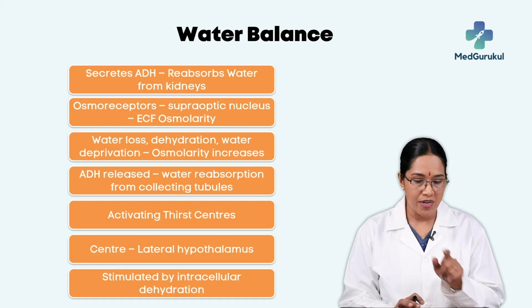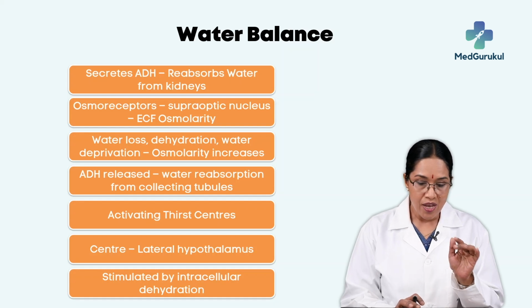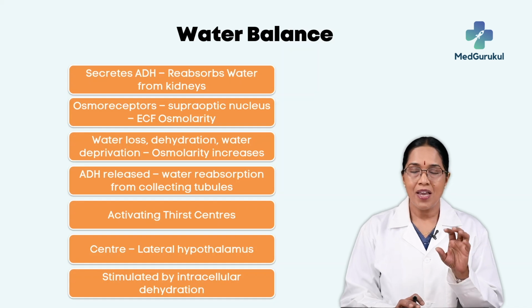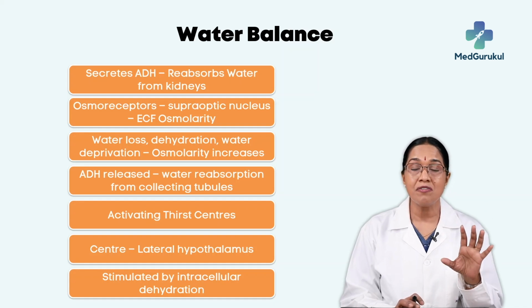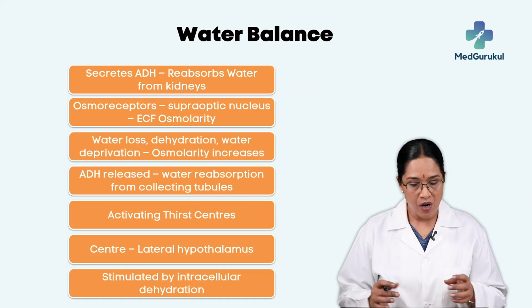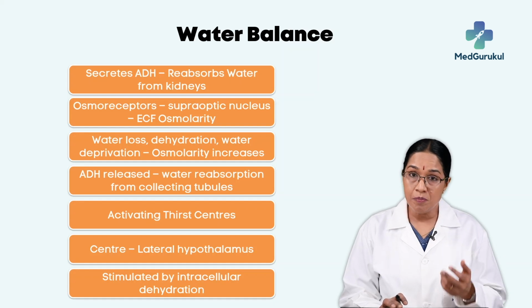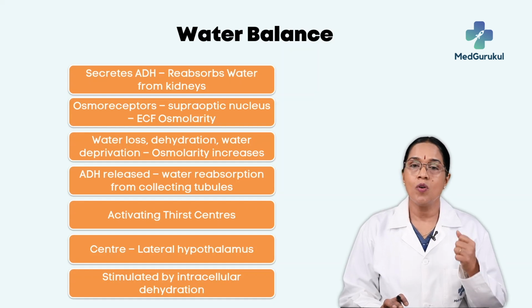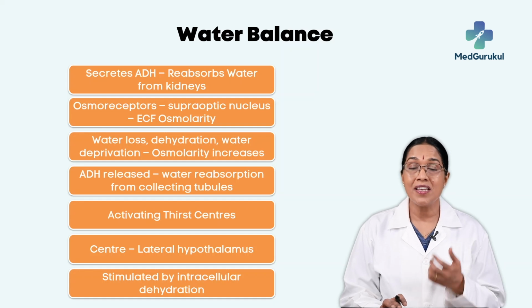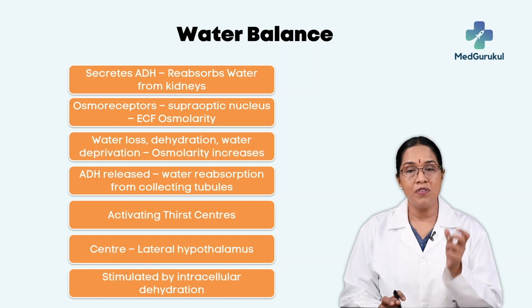Now, the osmoreceptors are present. Where are the osmoreceptors present? That is the supraoptic nuclei. Any change or alteration in the ECF, extracellular fluid osmolarity, will be sensed by the supraoptic nuclei. That means whenever there is any water loss, water deprivation or dehydration, what happens to osmolarity? The osmolarity increases, whenever there is any form of dehydration.